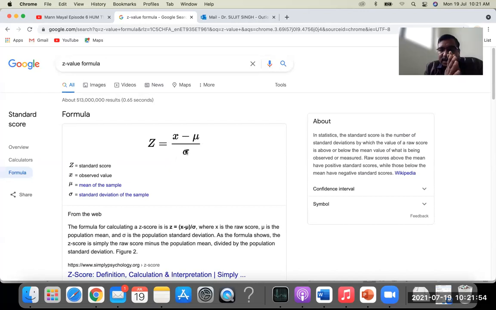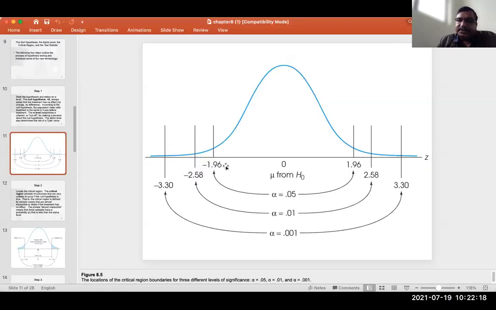If you have the sample data, you can easily calculate the mean value, that is the x. Mu population is whatever you are going to say in the hypothesis. Let's say mu equal to 25 or like that. And a standard deviation you can easily calculate. So you will get the Z value, right? If you get the Z value, based upon this, we can find out at which level we are, what is the significance level, alpha value.